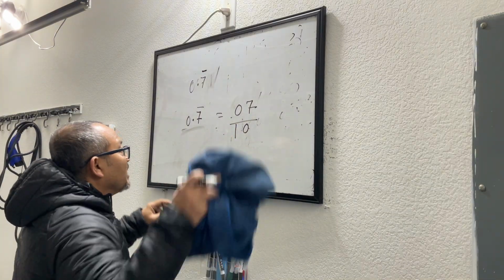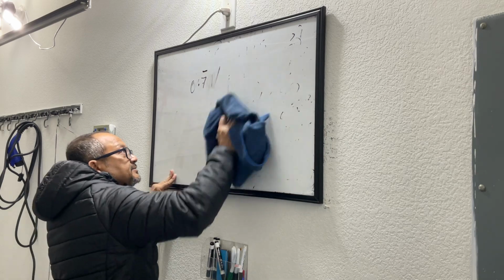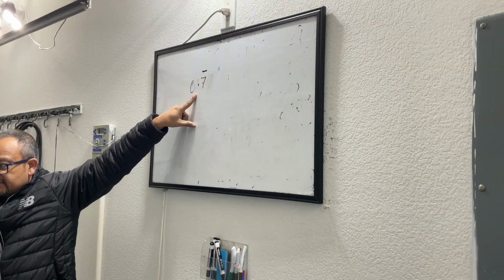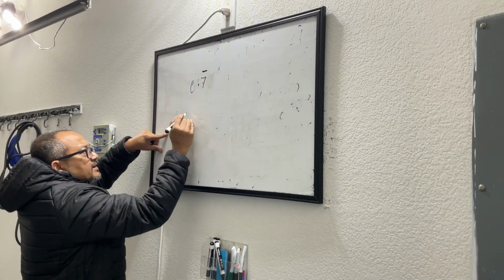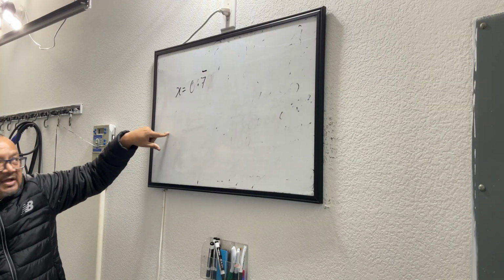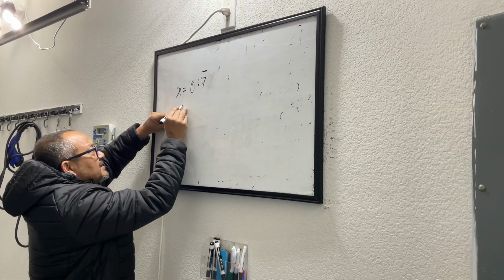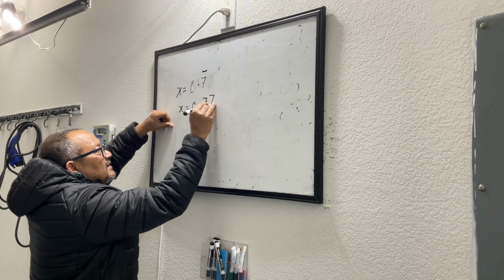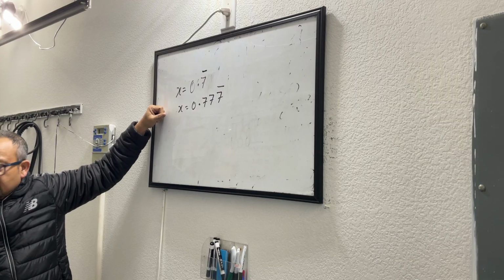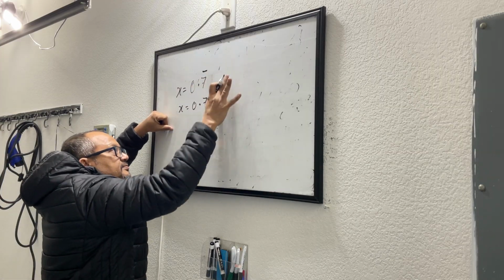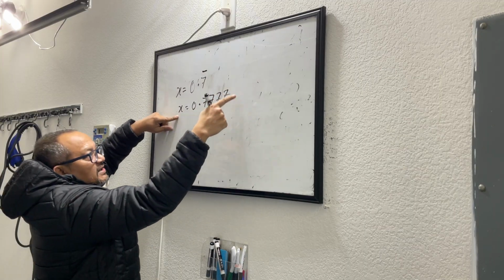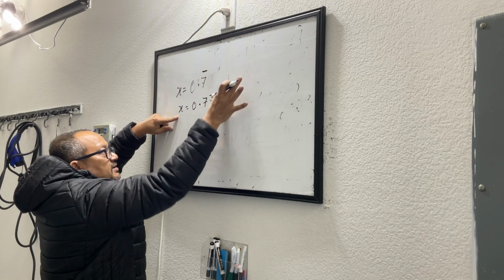Here, the method that was shown was this. So if I have this, let's say this is equal to x. So here my x is equal to 0.7 recurring. Let's add 2, 3 sevens and then put a recurring sign. So basically my x is equal to 0.77777. This is how we have written it.